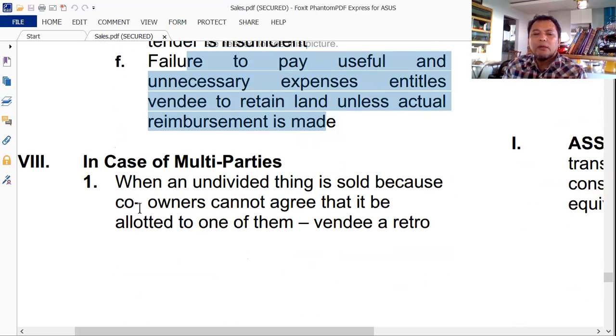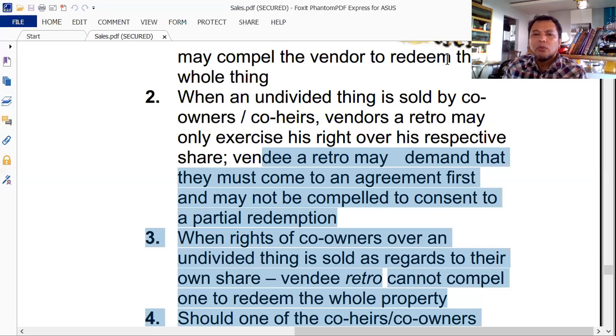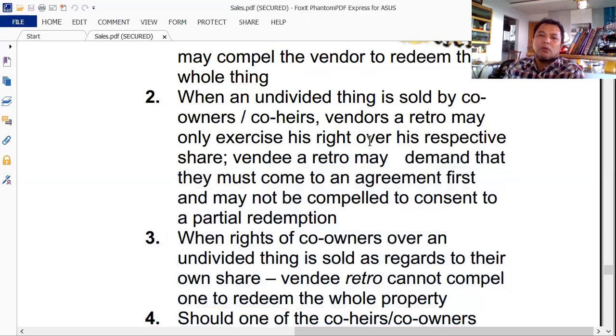Now what if there are multiple parties involved? When an undivided thing is sold because the co-owners cannot agree that it be allotted to one of them, then there is a buyer a retro. So the buyer a retro may compel the vendor to redeem the whole thing because the vendor involves co-owners, no? Or co-heirs, though there are multiple parties.